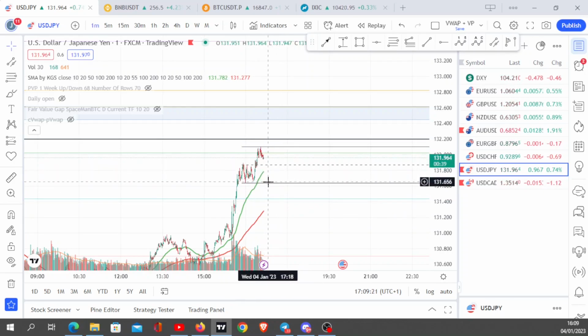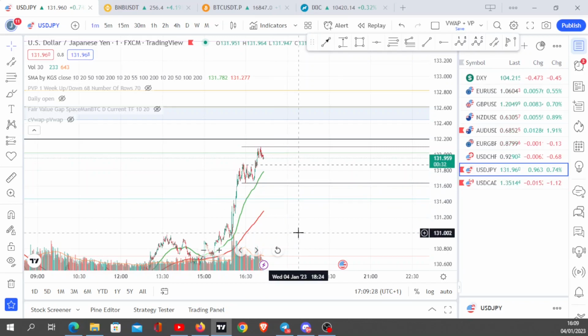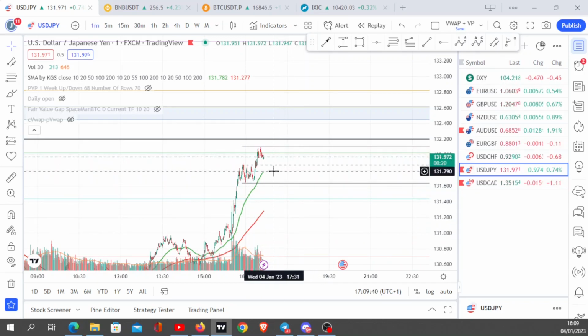Or it could just break straight through this higher low, and then price could come back up, retest, and then move down. So basically what I'm waiting for is to know whether price action on the 1 minute time frame is going to continue to the upside or break to the downside, and then I'll decide whether I'm going to take my position or not.